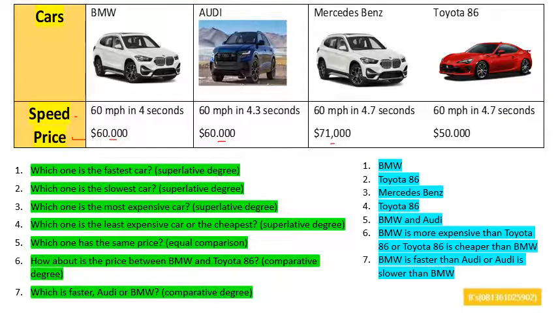Now look at the answers. BMW is the fastest car. Toyota 86 is the slowest car. Mercedes-Benz is the most expensive car. Toyota 86 is the cheapest car or the least expensive car. BMW is more expensive than Toyota 86, or Toyota 86 is cheaper than BMW, because you compare just two objects. BMW is faster than Audi, or Audi is slower than BMW.